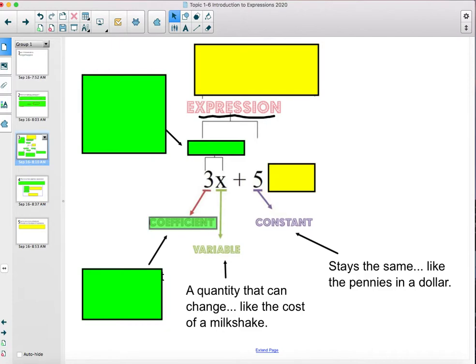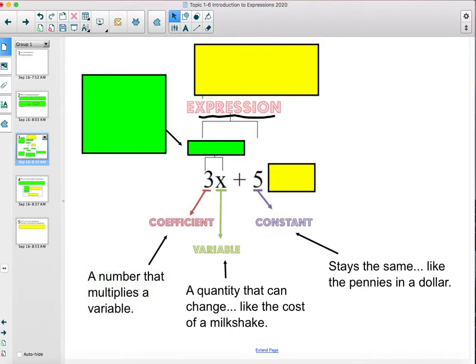The 3 represents a coefficient. 3 is the coefficient of x. A coefficient is a number that multiplies a variable. Now, in algebra, the operation of multiplication is implied, which means that we will sometimes get rid of the multiplication symbol and just put a number next to a variable or a parentheses.